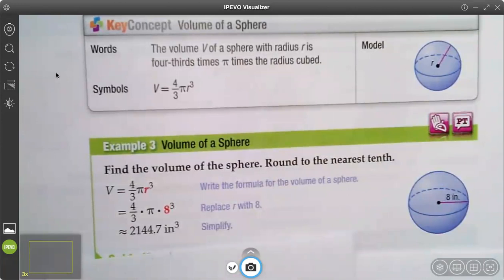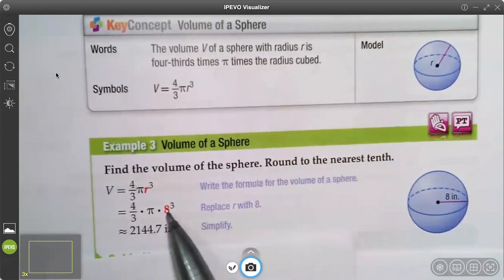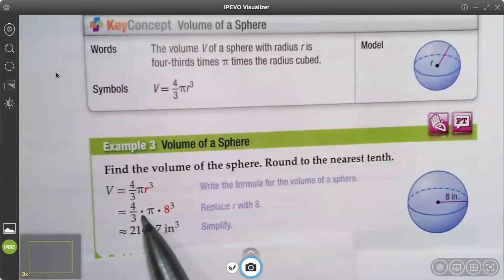Now, the book's not going to show the work. I'm going to show some. But if you have a scientific calculator, go 8 cubed, get your answer, leave it in the calculator, hit times the pi button, times 4/3, and it'll give you the answer.